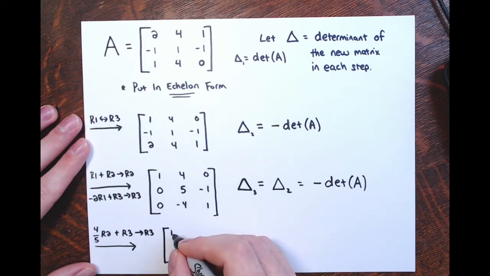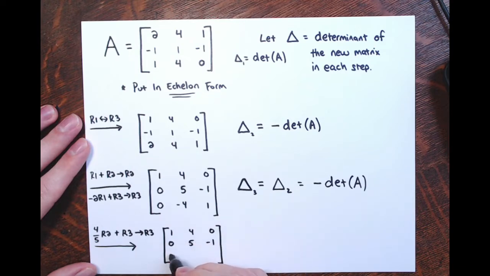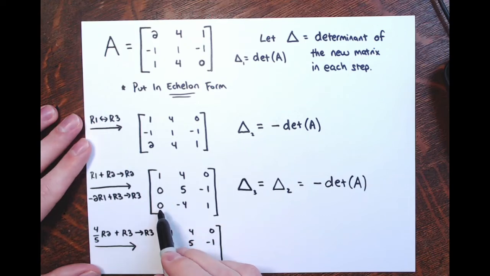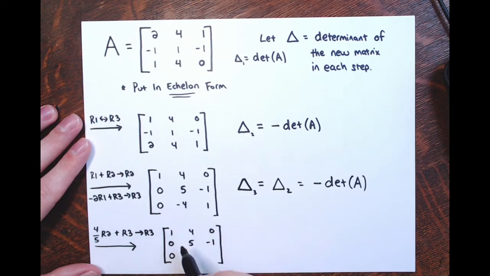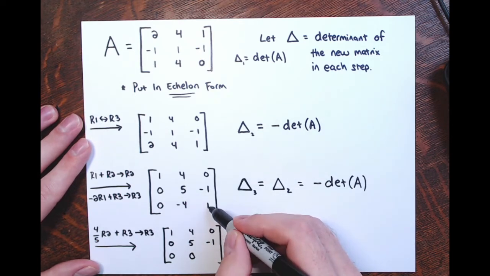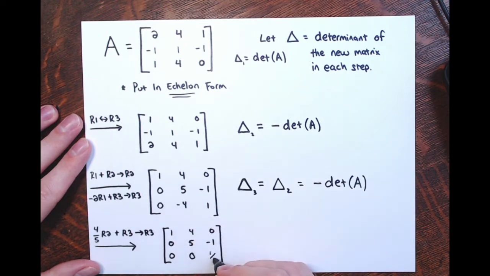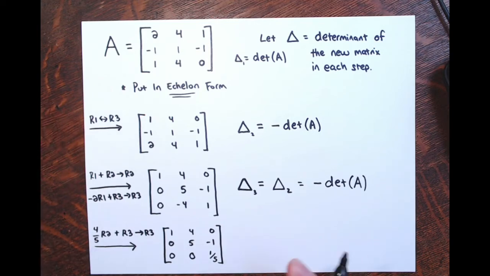So first row is the same. Second row is not changing. It's this third row. So 4/5 times 0 plus 0 is 0. 4/5 times 5 is 4, plus -4 is 0. And now you see I'm going to have echelon form here. This will be an upper triangular matrix. And then -4/5, right? -4/5 plus 1 would be 1/5. Right? So, oh man, I got a fraction here. Now, I mean, if you don't like the fraction, you can multiply the last row by 5, but I'm good.